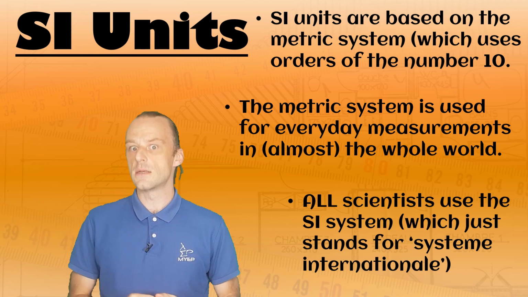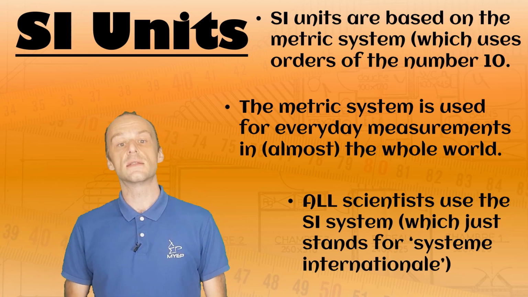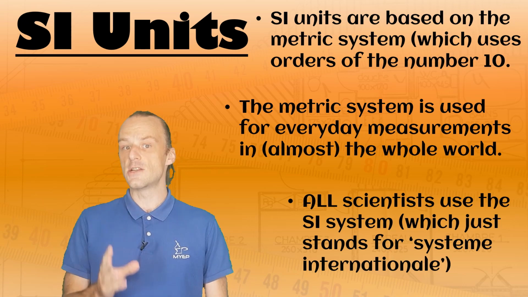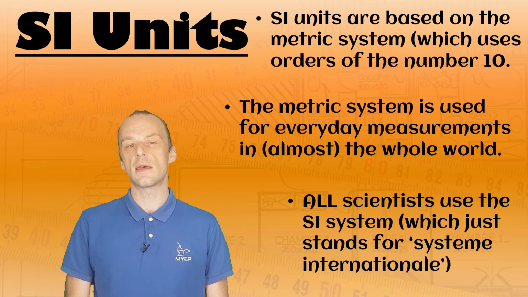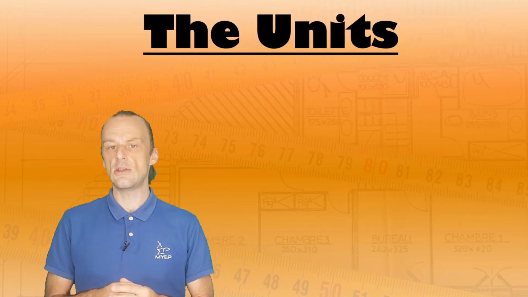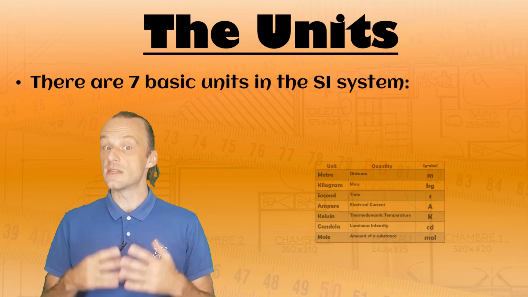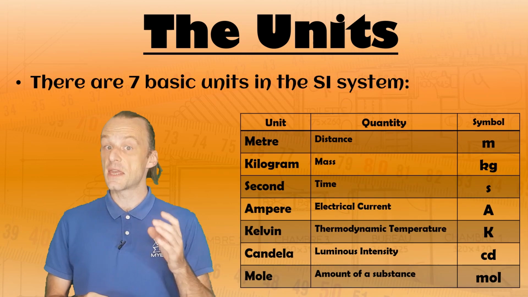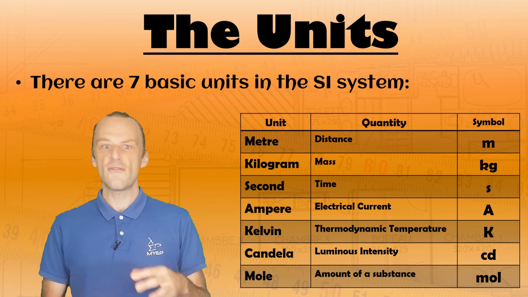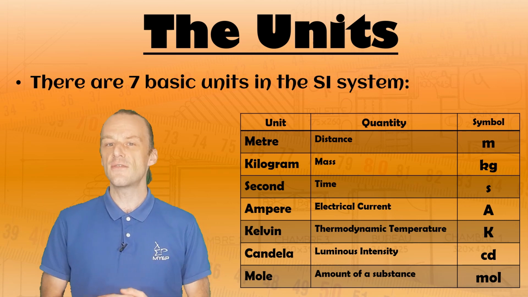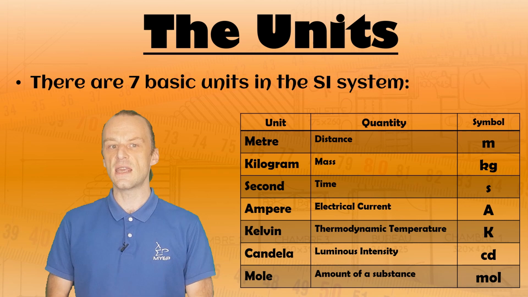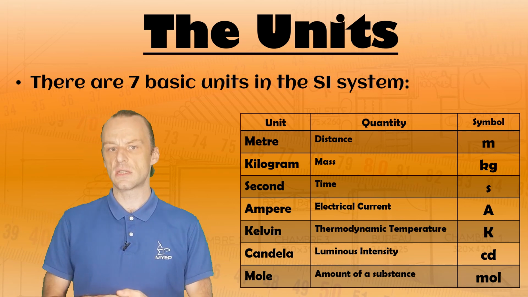But all scientists have agreed to use the SI system, which stands for Système International. This is French because it was the French who first designed the metric system of counting. There are 7 basic units in the SI system. There is the meter to measure distance, the kilogram to measure mass, the second for time, the ampere for electrical current, the Kelvin for thermodynamic temperature, the candela for luminous intensity, and the mole for the amount of a substance.